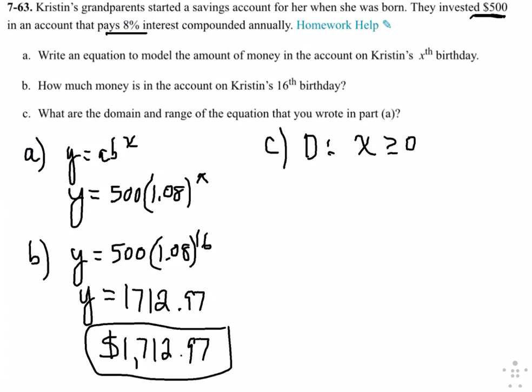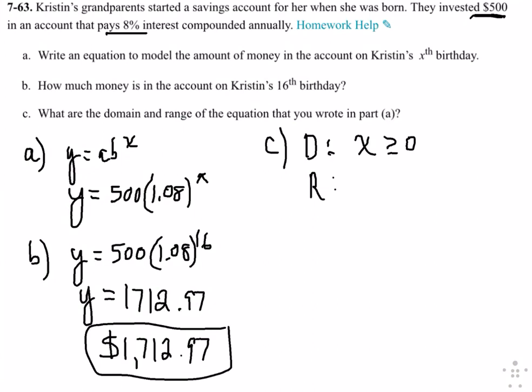We could argue that it should be integer values because they're compounding annually, which means they're only giving you your interest after a 12-month period. But this is tricky. I would probably leave it as a number greater than or equal to 0.